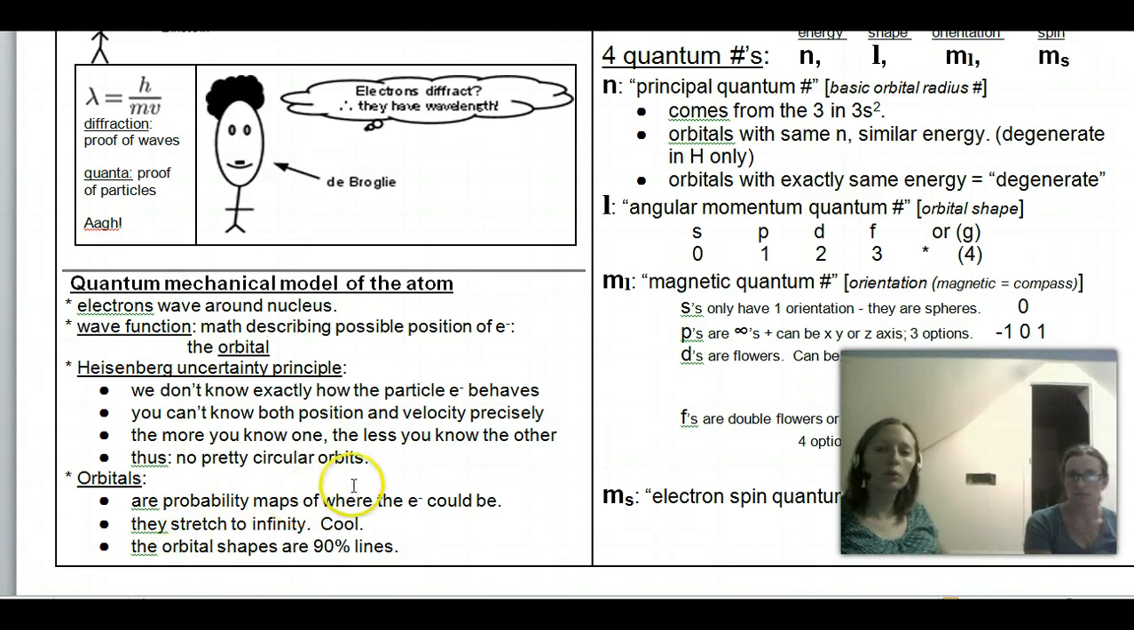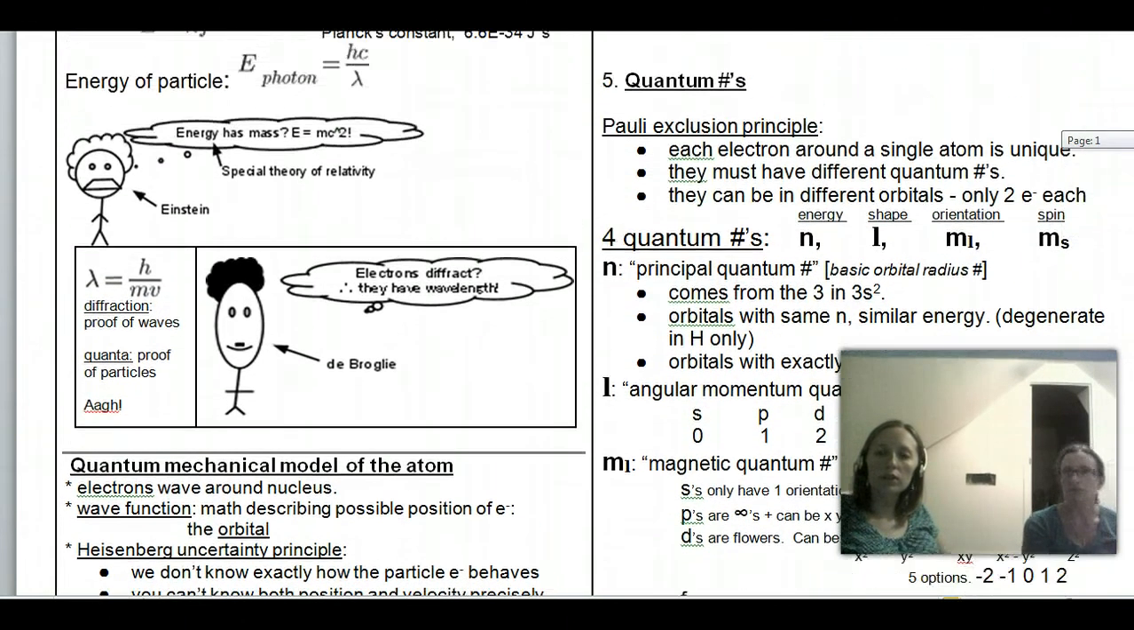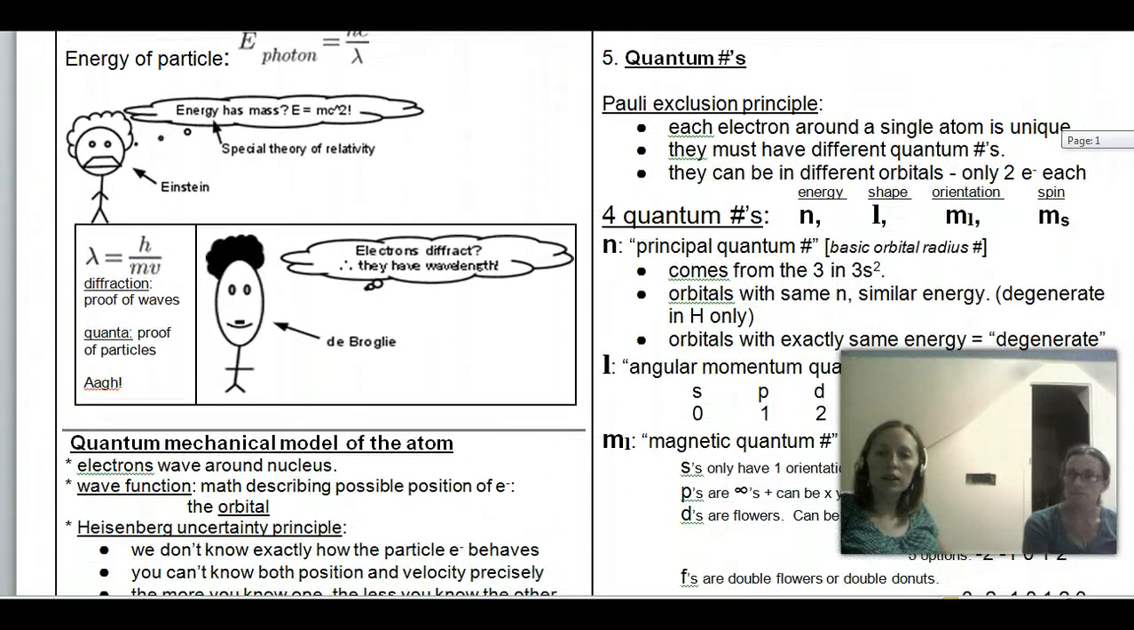And now we've got descriptions of orbitals, which are described with exciting letters called quantum numbers. Scroll up a little. Yeah, okay. Quantum numbers.